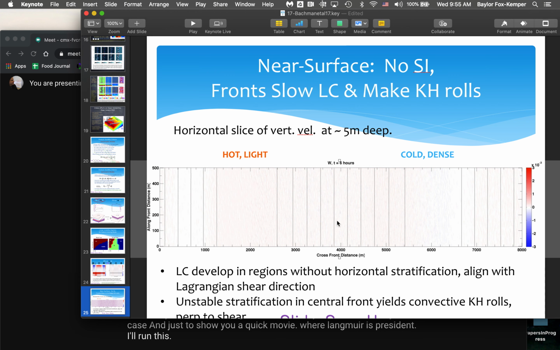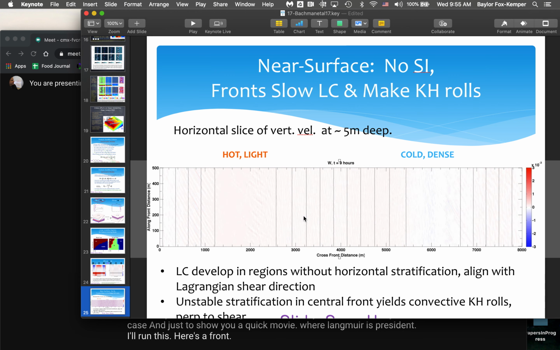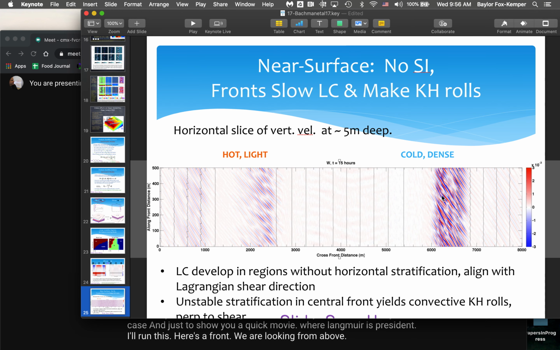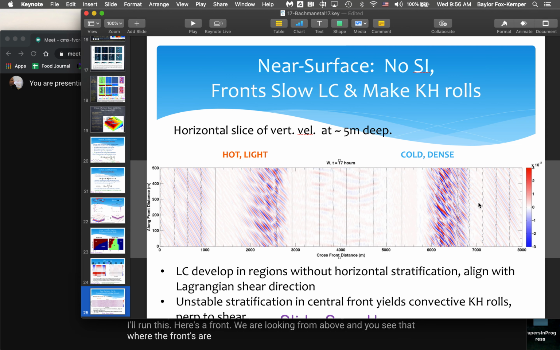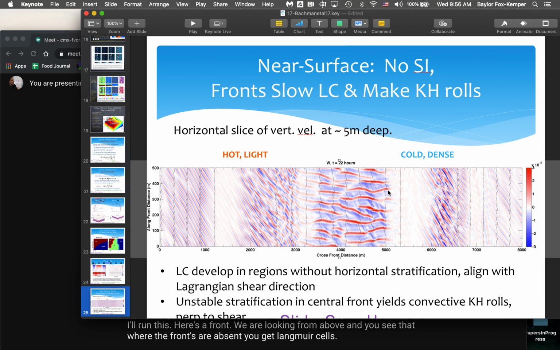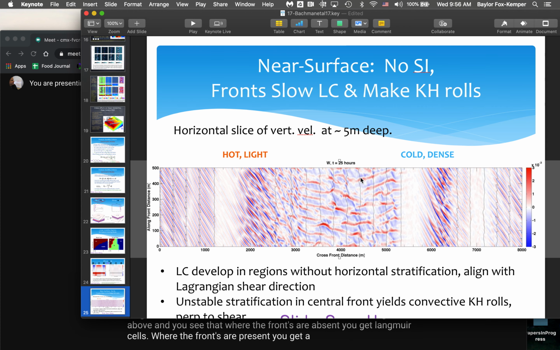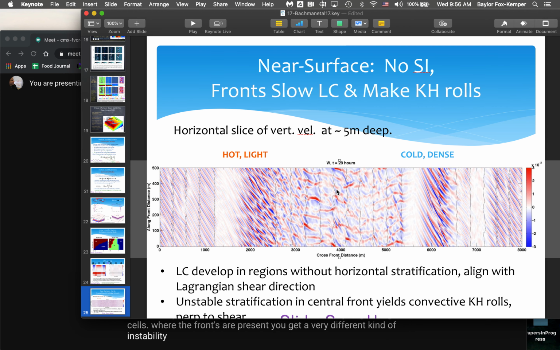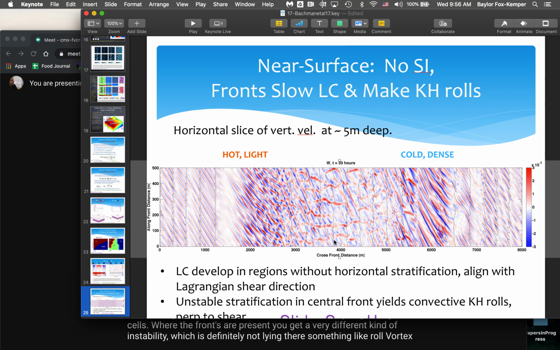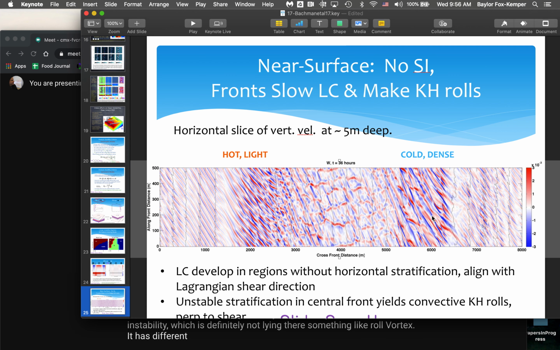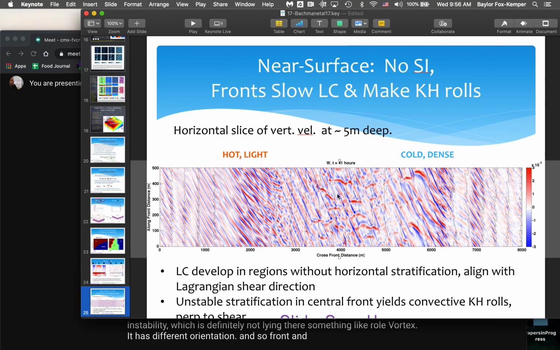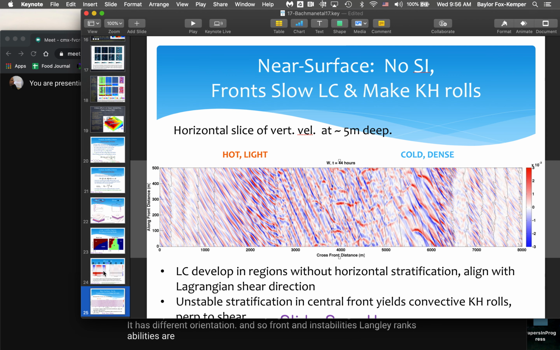Here's a front. We're looking from above, and you see that where the fronts are absent, you get Langmuir cells. Where the fronts are present, you get a very different kind of instability, which is definitely not Langmuir, something like a roll vortex. It has a different orientation. And so fronts and Langmuir instabilities are definitely interacting.